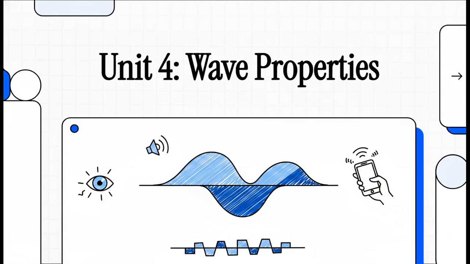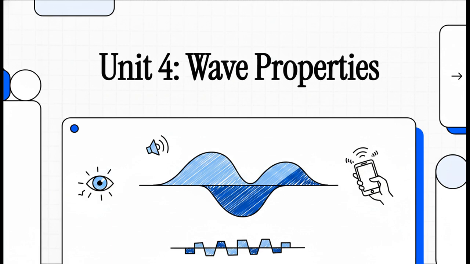If you're a grade 7 learner tackling physical science, you are in exactly the right place. Today, we're kicking off a brand new chapter, Unit 4, Lesson 1, all about wave properties. We're going to dive right into the fascinating world of waves and explore how they literally shape our reality.